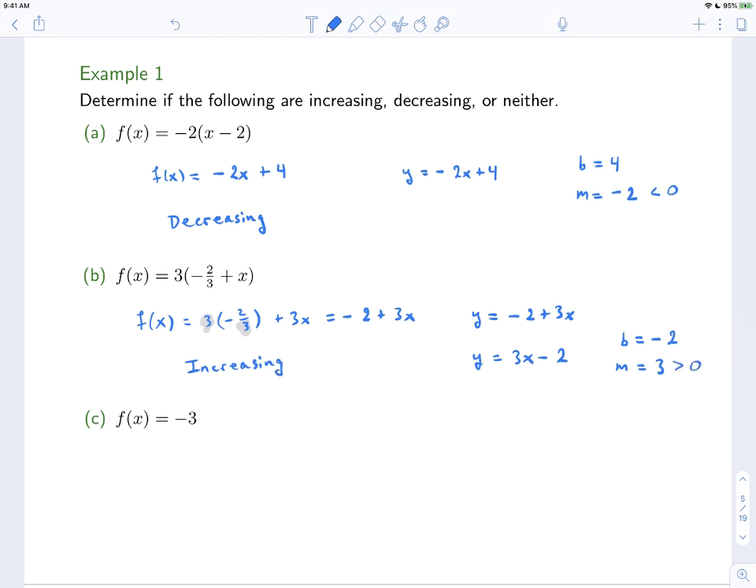3 is greater than 0. Well, there's not a lot to do with c. This is a constant function. In this case, m is equal to 0. The line is y equals negative 3, or if you prefer, you could say that y is equal to 0 times x minus 3. The slope is 0, so that means it's neither increasing nor decreasing. It's constant.